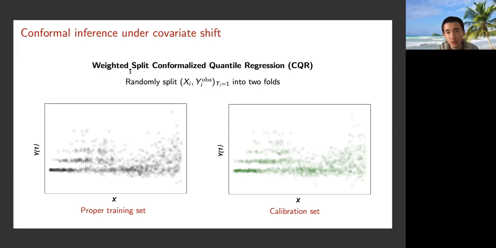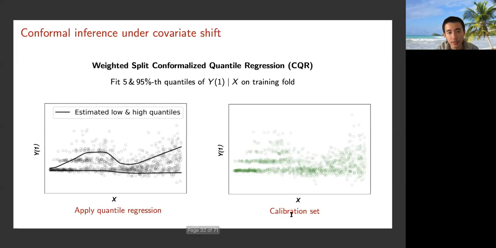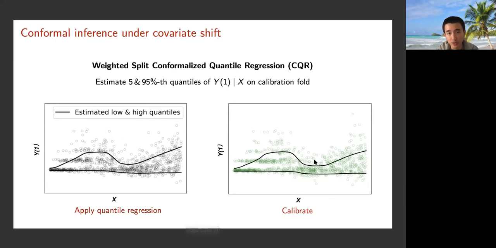So this method will start by randomly splitting the data into two folds, a proper training set and a calibration set. And then on the training set, we apply any quantile regression method. It can be linear quantile regression, or a quantile random forest, or quantile boosting, or even a quantile neural net. Anything is okay. Then we apply these techniques to fit the 5th and 95th conditional percentiles of y1 given x on this training fold. And then this will give us two curves, or two functions. And then I will apply these two functions on the calibration set.